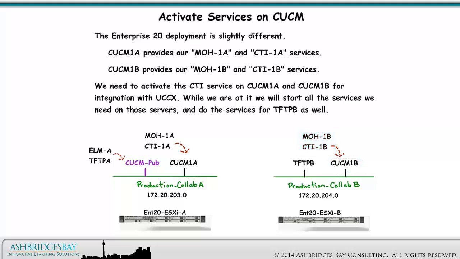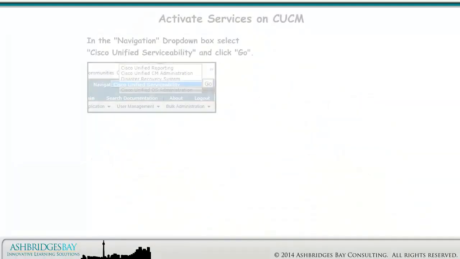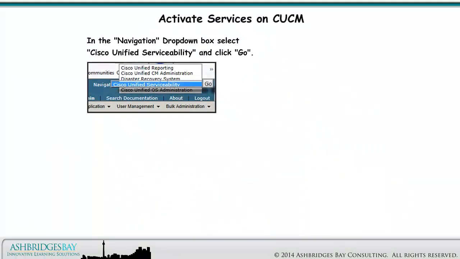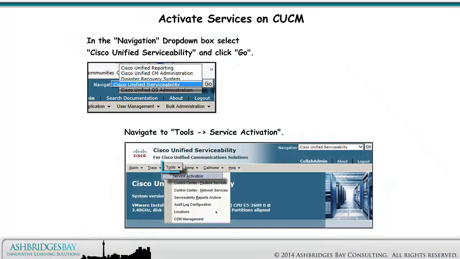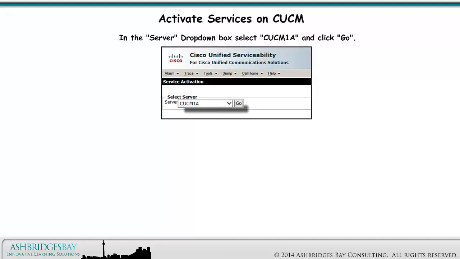We need to activate the CTI service on CUCM-1A and CUCM-1B for integration with UCCX. While we're at it, we will start all the services we need on those servers and do the services for TFTPB as well. In the navigation drop-down box, select Cisco Unified Serviceability and click Go. Navigate to Tools, Service Activation. In the server drop-down box, select CUCM-1A and click Go.